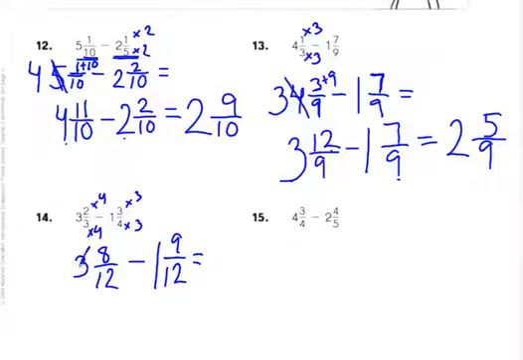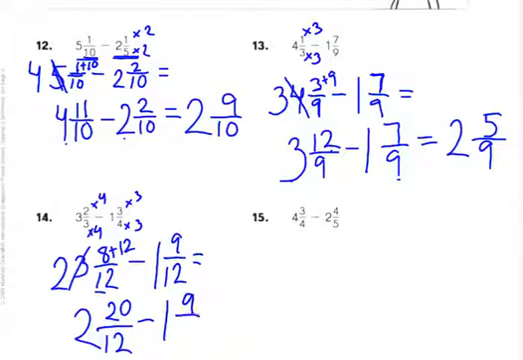So I need to take 1 from the whole number. That's going to be a 2. And then add it back into the numerator. And I add the denominator here to the numerator. Now my new mixed number here is 2 and 20/12 minus 1 and 9/12. And my answer, I do 2 minus 1 equals 1, and 20 minus 9 is 11. 1 and 11/12.